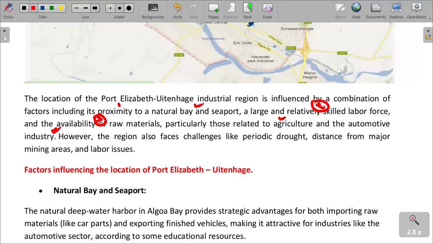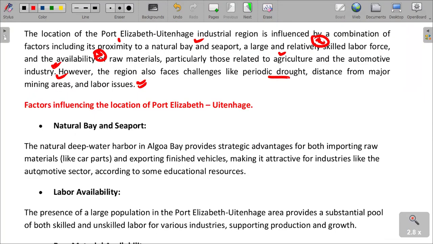However, there are some challenges that the region faces, like periodic droughts, distance from the major mining areas, and labor issues. These are challenges that we are going to discuss as we go through the assessment and analysis of the factors influencing the location of Port Elizabeth and its industrial development.